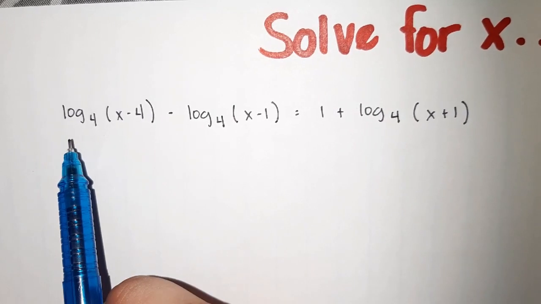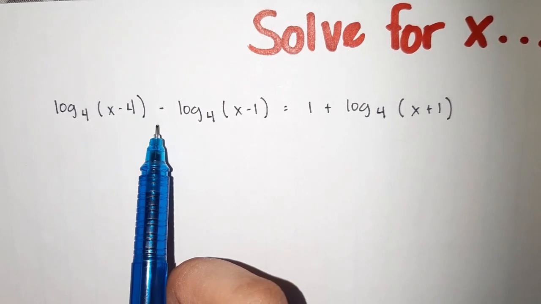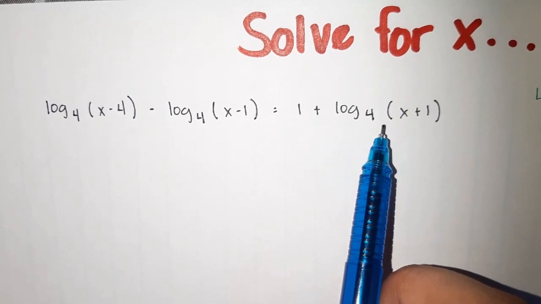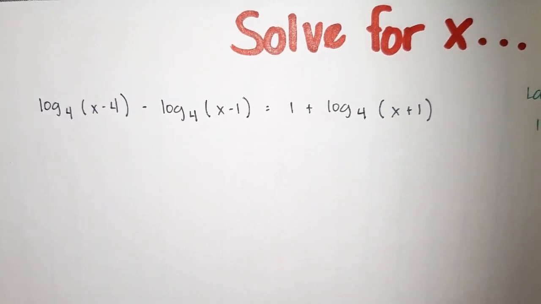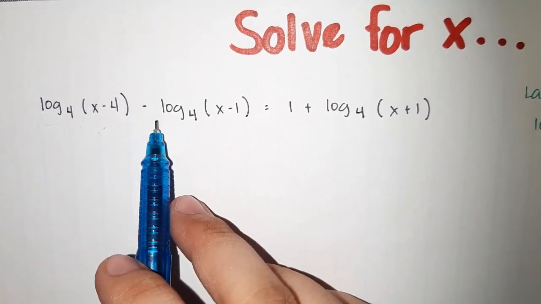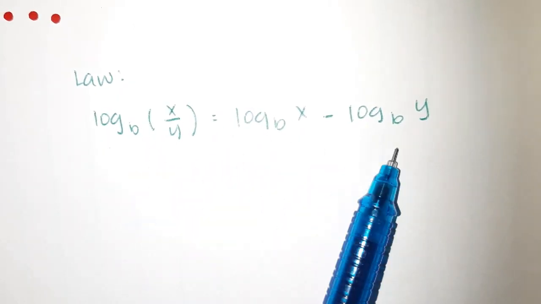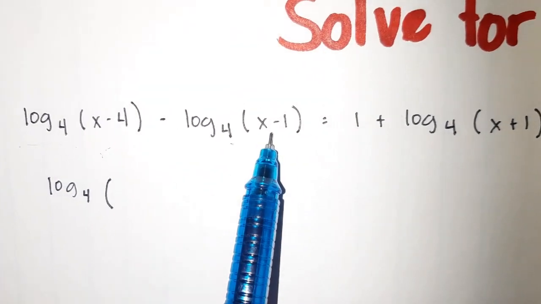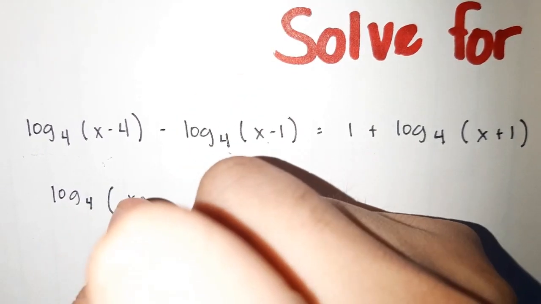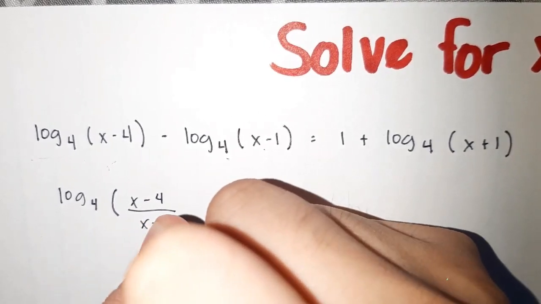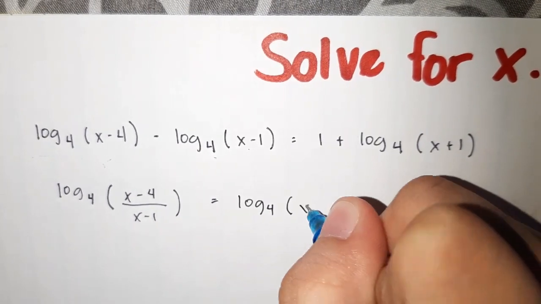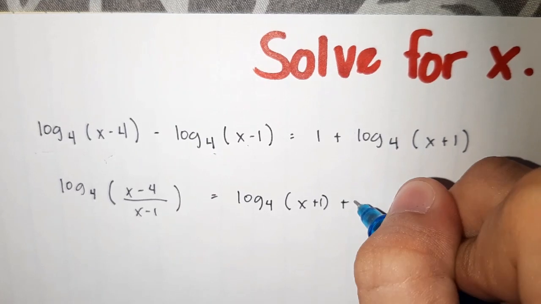For the last example, we have log base 4 of x minus 4 minus log base 4 of x minus 1 equals 1 plus log base 4 of x plus 1. In this example, our 1 doesn't have log base 4, while on this side, both have log base 4. So we can only apply this law on this side. If we rewrite the example using the law, it's going to be log base 4 of x minus 4 over x minus 1 equals log base 4 of x plus 1 plus 1.